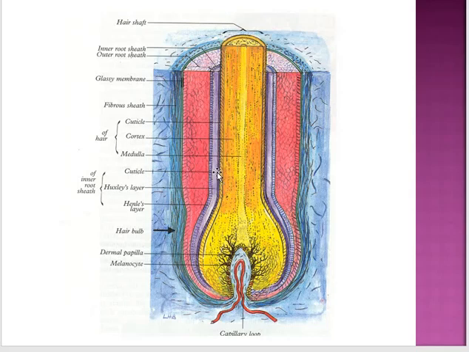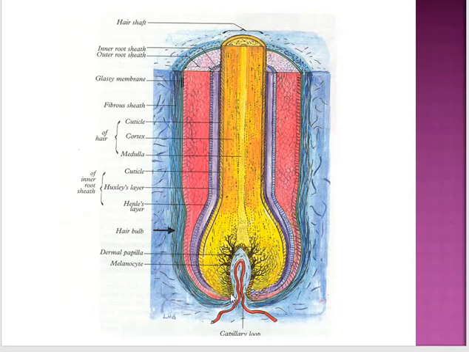So these three components compose the internal root sheath. The internal root sheath develops from the most peripheral cells of the matrix. Pay attention to this region.